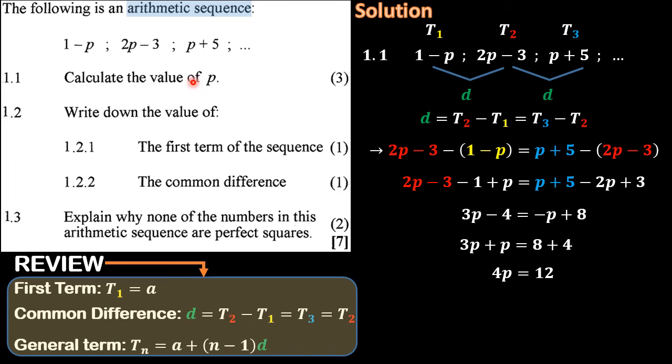But let's go back to the question. It says calculate the value of p. It doesn't say calculate the value of 4p. Okay, so now it means we need p. Here is a problem.